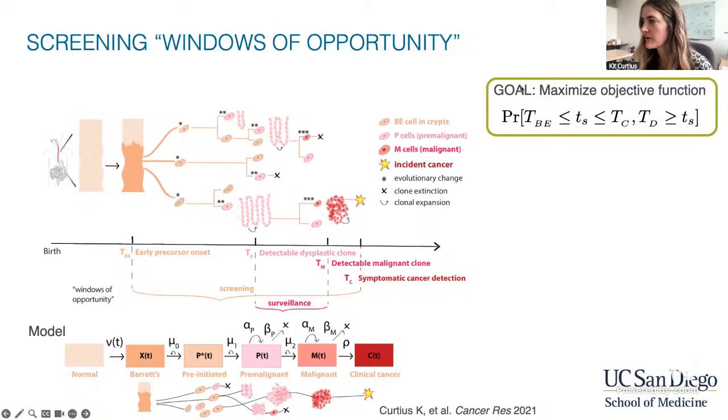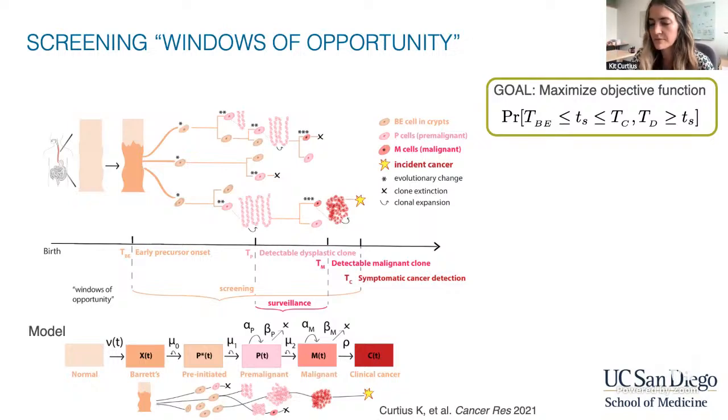And so when we write down the probability for Barrett's screening, we want the screening age to be after the random variable of Barrett's onset, before the random variable of cancer onset, and also, importantly, that the time of screening doesn't happen too late in life, where there's a high probability that you would have died of other causes. So you can use mortality tables to also condition on this.